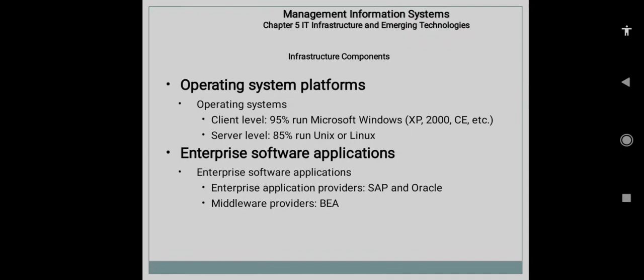Enterprise software applications: enterprise application providers such as SAP and Oracle, and middleware providers such as BEA. Microsoft dominance in operating systems is the most important reason for their success to date. The market for enterprise software applications is approximately $250 billion. These applications are considered to be part of IT infrastructure. Traditionally, large firms were the most prominent users of enterprise software, but firms such as Microsoft are trying to move into the untapped market of small and medium-sized businesses that might benefit from less expensive versions of the same software.